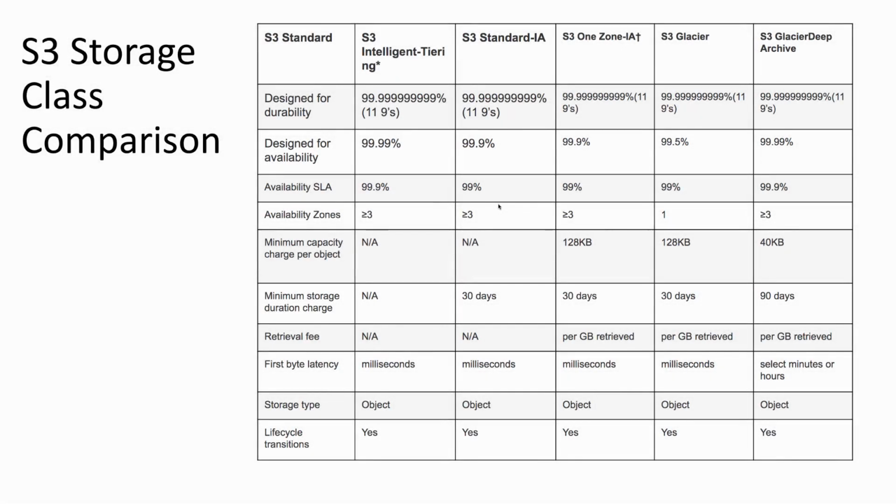As far as a comparison of the storage classes, I've put this chart up here. You can go out to Amazon AWS and look at this chart yourself. I just want to give you an idea that if you want to know quantitatively what the difference is between the storage classes, you can get to that data in the Amazon AWS documentation.